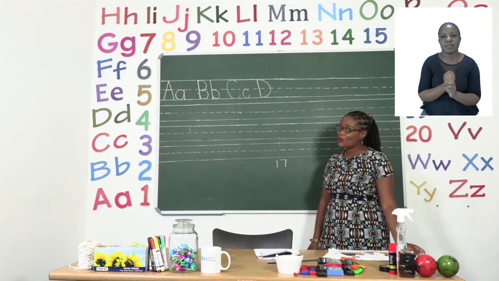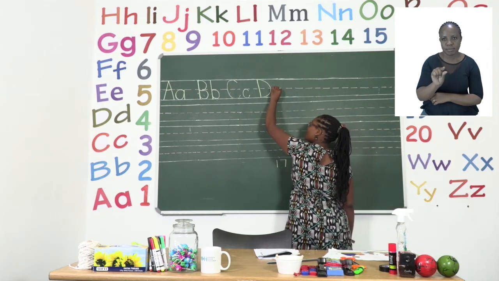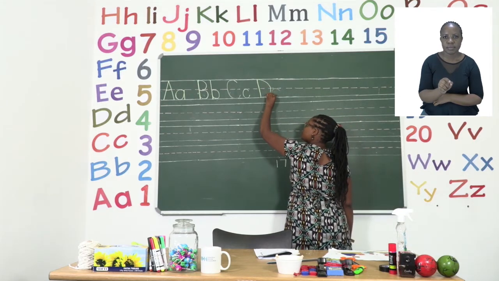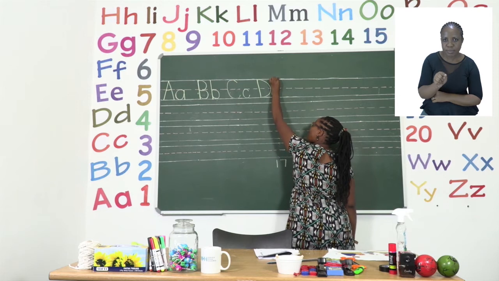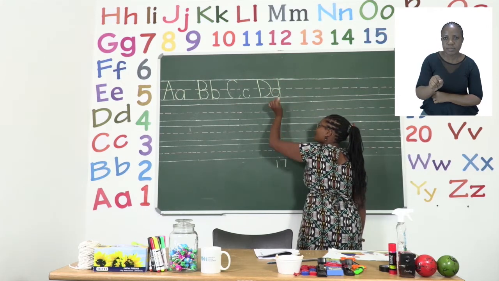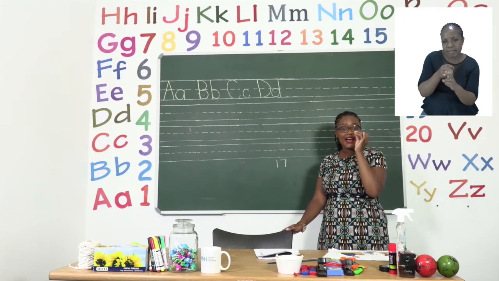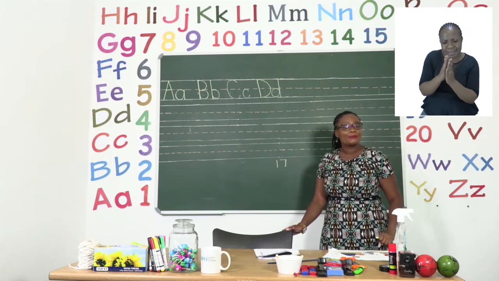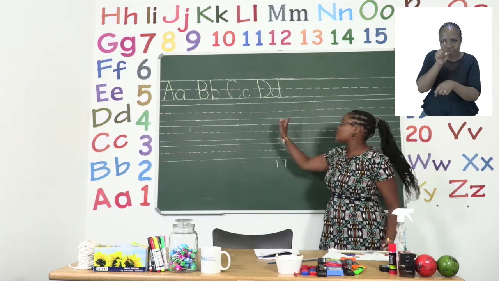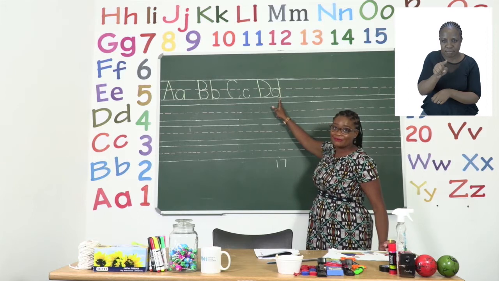Now let us make the small letter D or D. We go round, up and down. Now this one is a little difficult because you need to keep your line straight when you're going back down. So it is round, up and down.